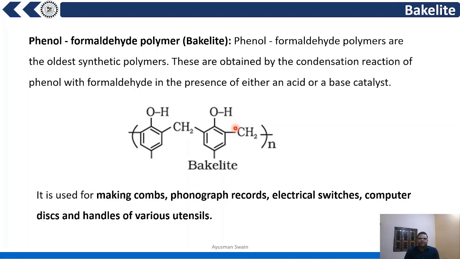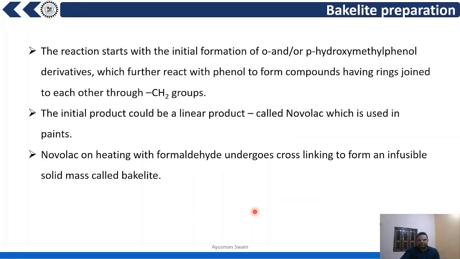Next, coming to Bakelite. Bakelite is made up of two monomers, phenol and formaldehyde. Phenol formaldehyde polymer, that's why its name is phenol formaldehyde polymer. These are the oldest synthetic polymers. These are obtained by condensation reaction of phenol with formaldehyde in presence of either an acid or a base catalyst. So, as I already have told you, this is a rigid three-dimensional cross-linked network structure, and it is used for making combs, phonograph records, electrical switches, computer disks, and handles of various utensils.